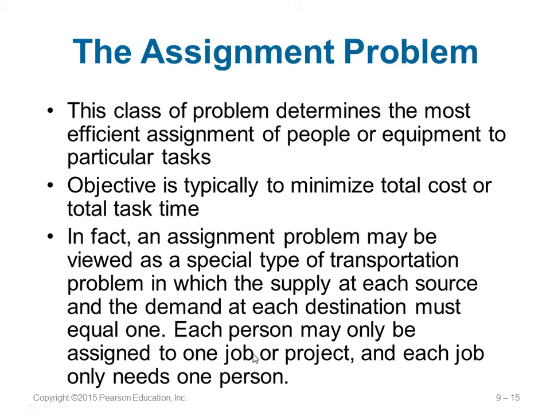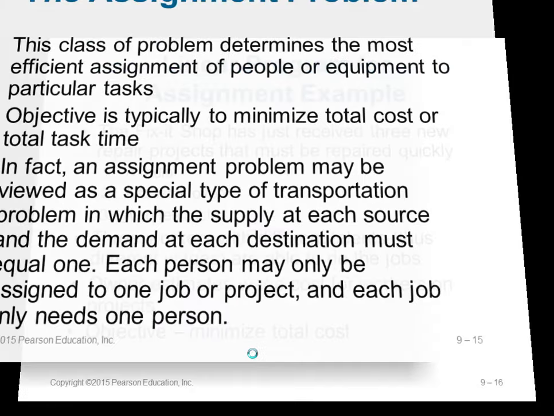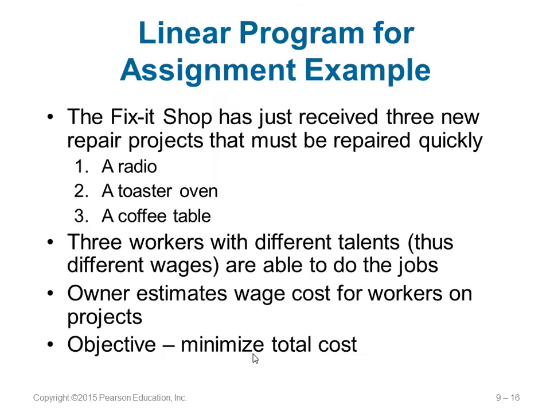The second type of problem is called the assignment problem. Here we want to assign some people some particular tasks, or some equipment, some jobs. Here again, we want to minimize the total cost or the total task time. And you can see the assignment problem is a special type of transportation problem. Why? One person will be allocated to one job. Simply saying, each person may be assigned to one job or one project, and each job should have one person. So you cannot have a job which is not assigned to anybody, or a person assigned to two jobs. This is not allowed in the case of assignment problems.